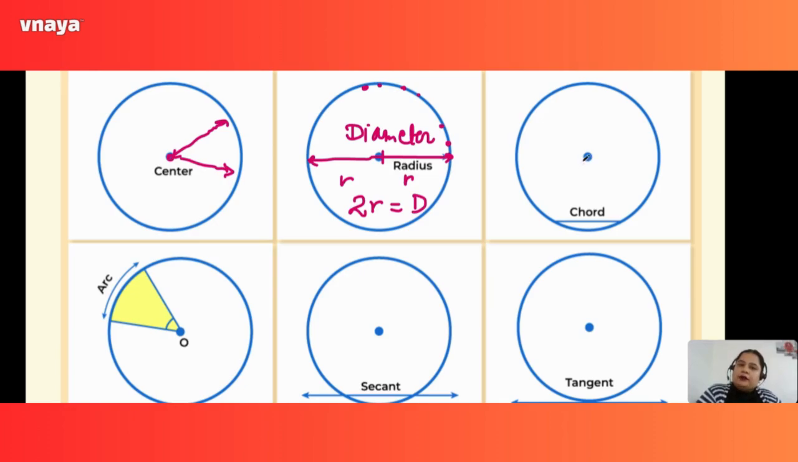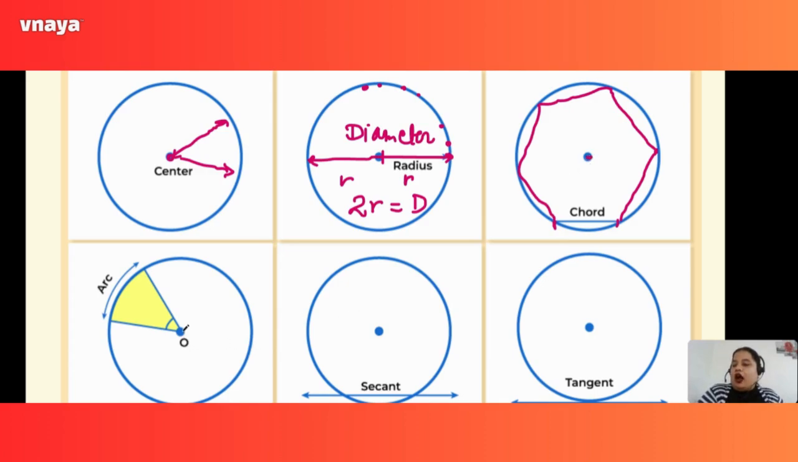Similarly, we have a chord. It is just like the diameter, but instead of passing through the center, it just touches from one end to another end, like so, like so. But it doesn't include the center.